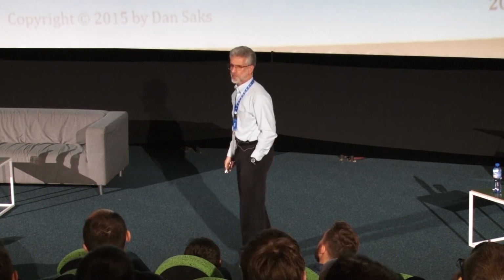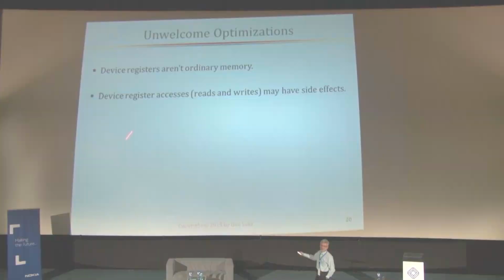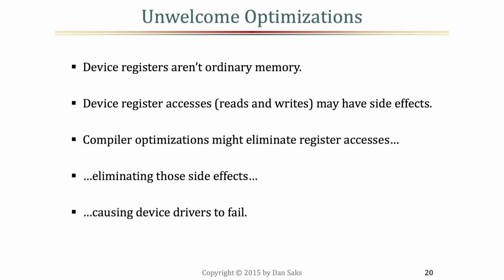But another issue that you have to address is to realize that device registers aren't ordinary memory, in the sense that reads and writes to device registers can have side effects which are invisible to the processor. The act of writing into a transmit buffer initiates interaction with an external device. The compiler doesn't see that. It just sees you just did a write to memory.